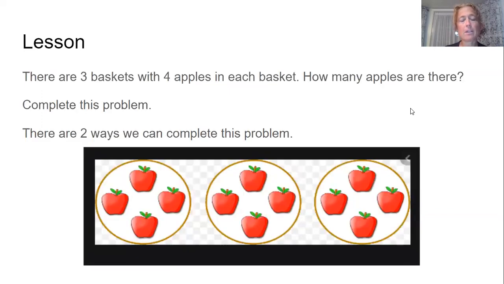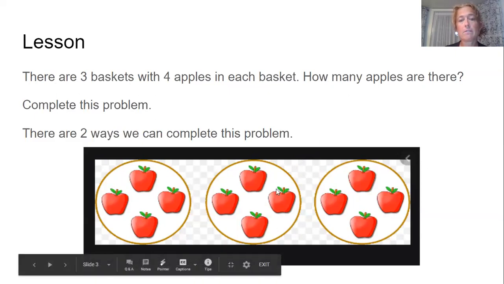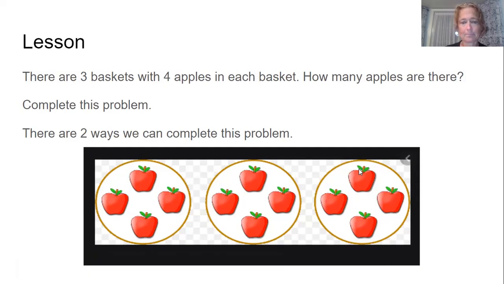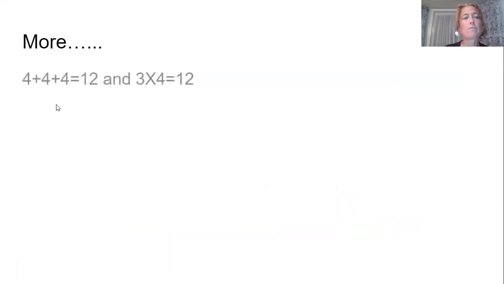Again, let's go back to our picture. So our repeated addition problem is 4 plus 4 plus 4, because remember, each of these big circles is a basket. So this is 1 group, this is 2 groups, this is 3 groups. So it's 4 plus 4 plus 4, or 3 times 4. Remember, 3 times 4 is like saying 3 groups of 4. So there's 3 baskets and 4 apples in each basket. That means we have 12 apples.